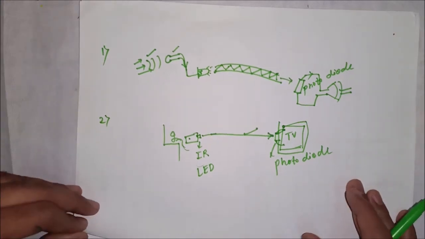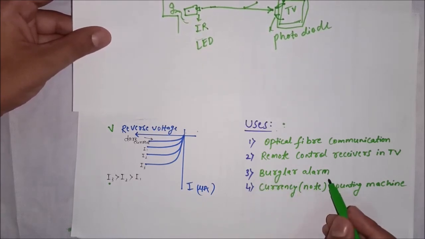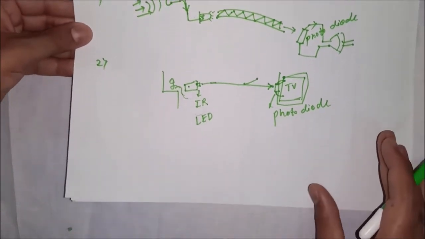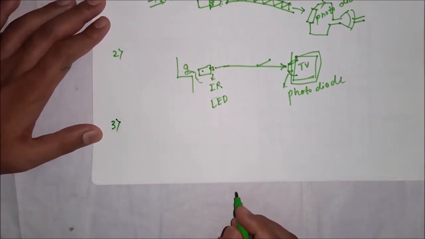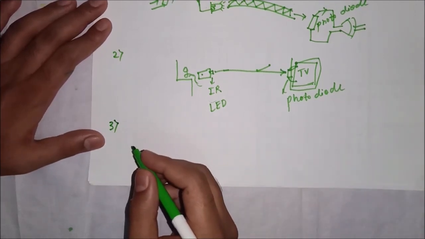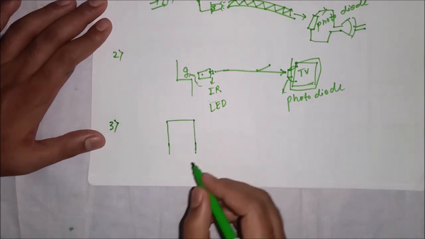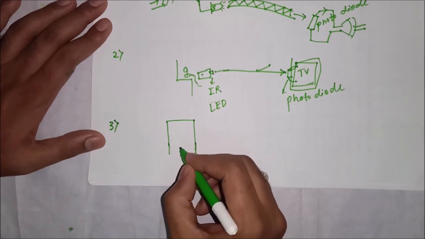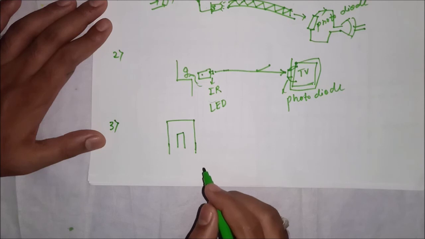Next application we will see. The next one is that it is used in burglar alarm. So photodiodes are used in burglar alarm. So what is that burglar alarm? So third one, burglar alarm. Now you would have watched maybe in a company, here there is a door, and a person is passing, the person is a burglar, he is passing through this door.